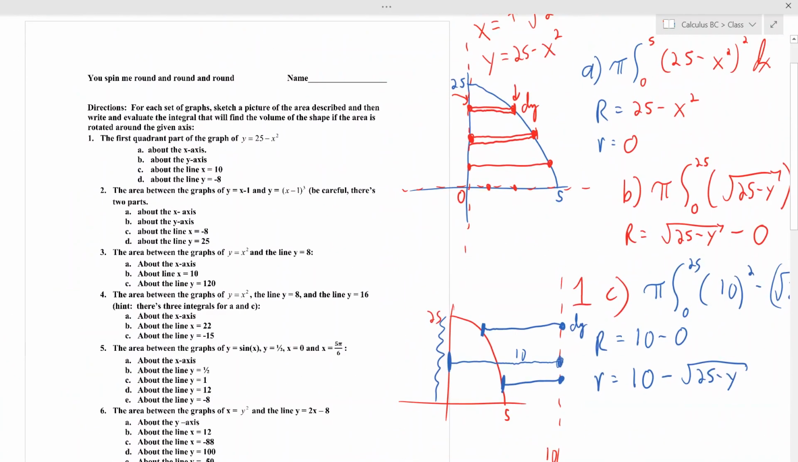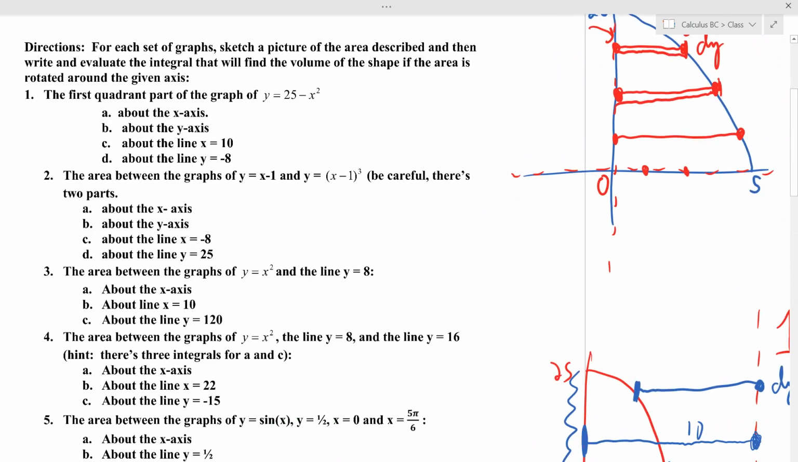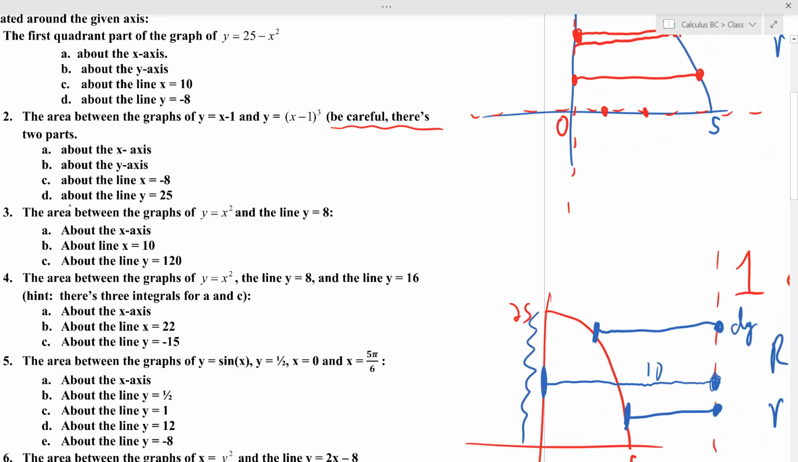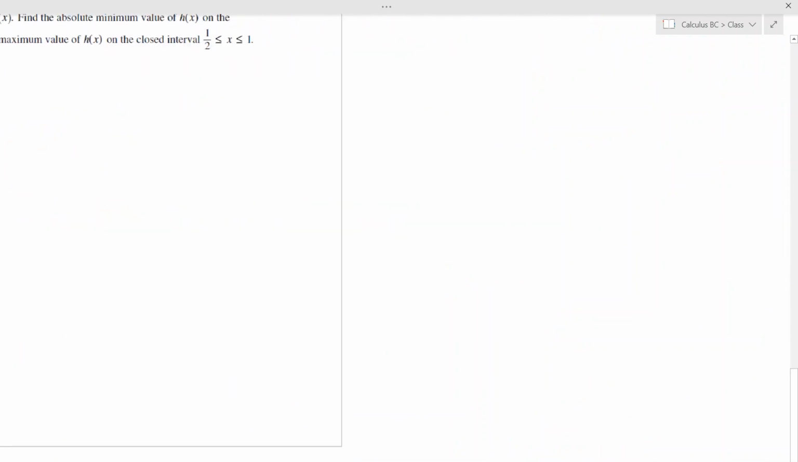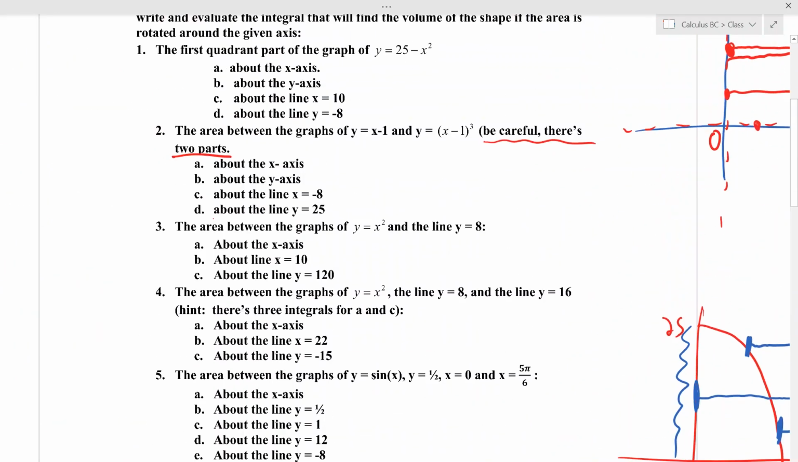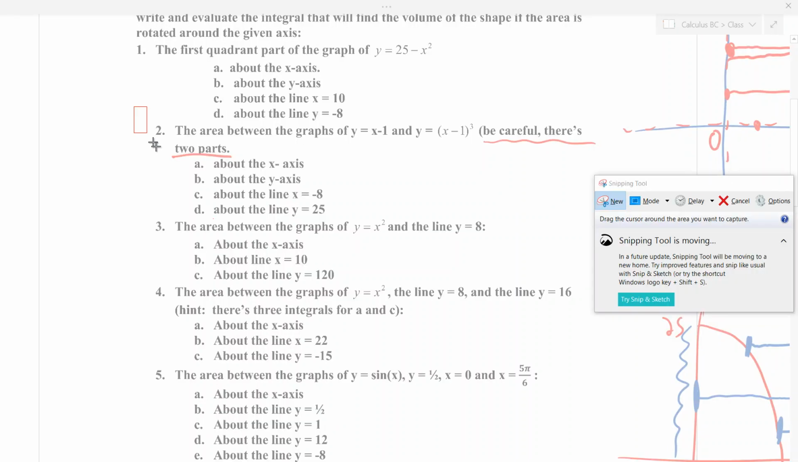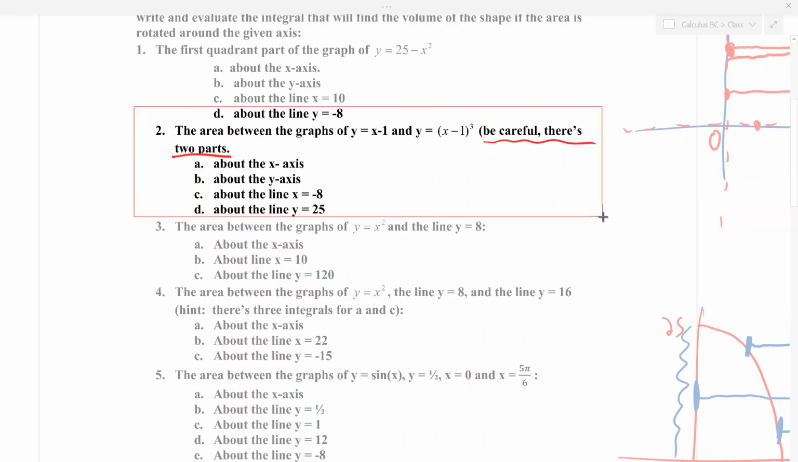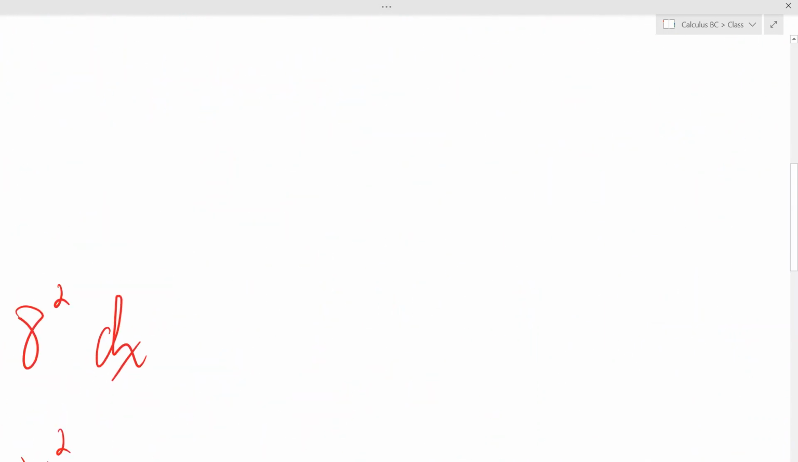Let's step it up here. Number 2. We want x minus 1 and x minus 1 cubed, and I say, hey, be careful there. There are 2 parts to that, which is kind of a pain. So let me show you what's up. For number 2, let me just steal that whole question. Actually, I'm going to run out of room. Number 2. Okay. We'll come way over here.